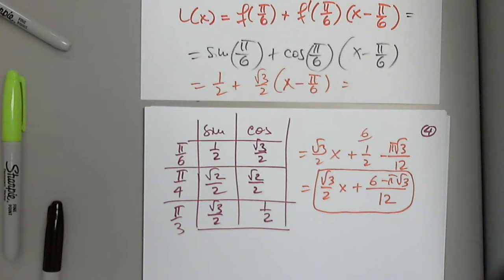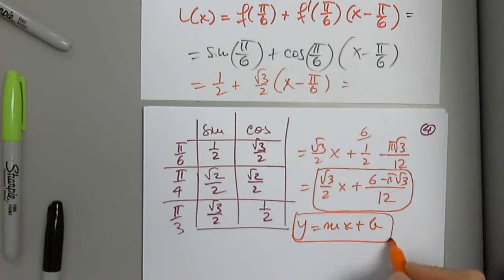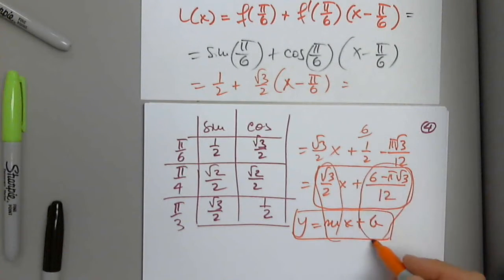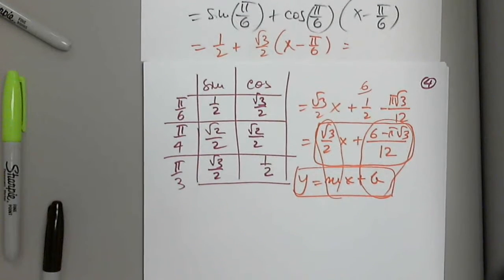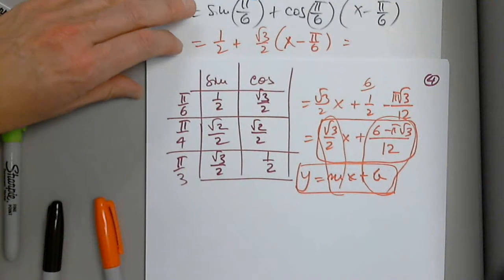Okay. So because the least common denominator is 12, I have to multiply this by 6. I get 6 minus pi the square root of 3 over 12. Is that okay? Yeah. Because this has to be presented into mx plus b form. This is the slope, and this is the y-intercept. Is that better? Okay, let's do another.